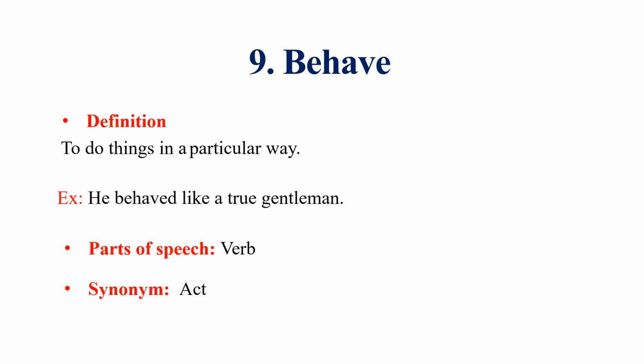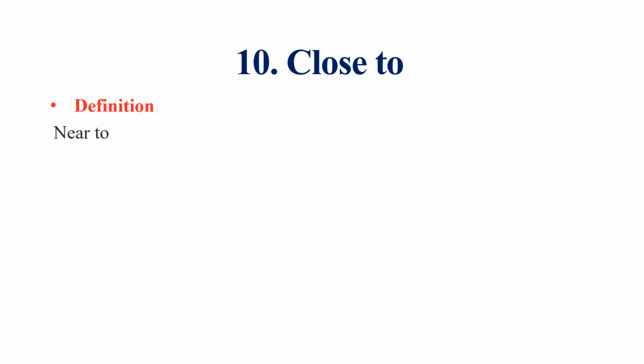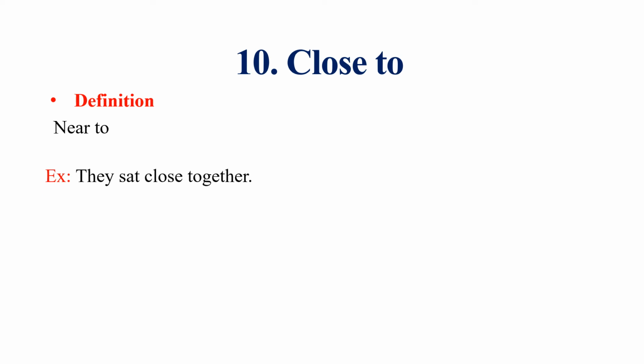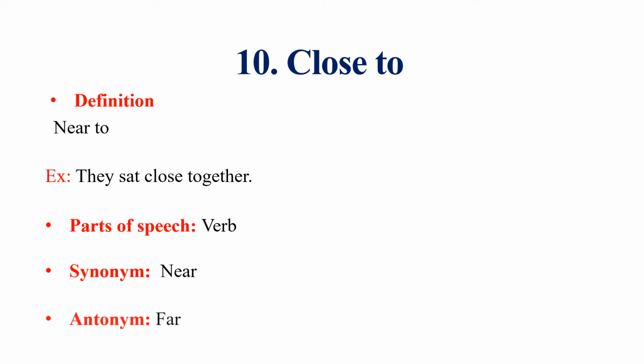And we have a synonym, which means to act. So you can behave or act. Then I have the word close to. Close to means near to. When I say, for example, they sat close to each other. This word is a verb. And I have a synonym which has the same meaning, like near. And the antonym is far.